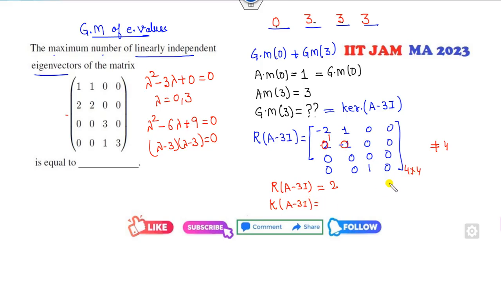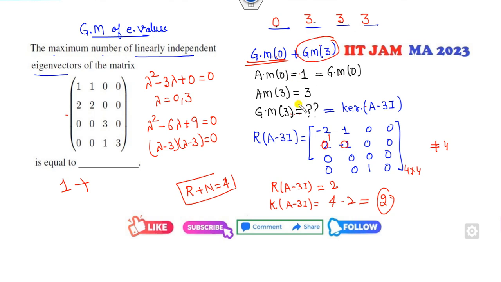So the number of columns is 4, minus 2, by using the rank-nullity theorem: rank plus nullity is the dimension. So the kernel is 2, and the kernel is my geometric multiplicity. So the right answer: the geometric multiplicity of 0 is 1 plus the geometric multiplicity of 3, which is 2. So 1 plus 2, which is 3, is the right answer of this problem.